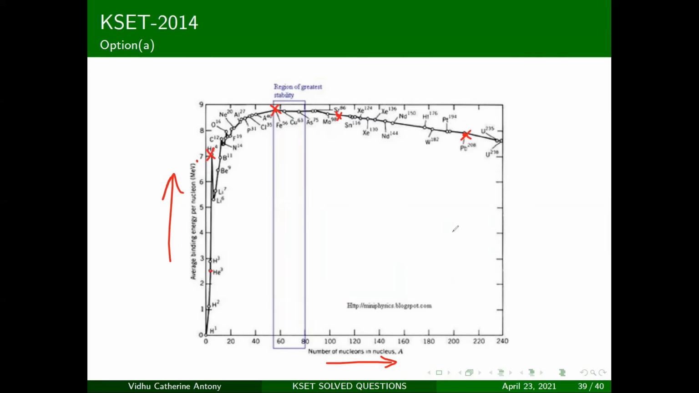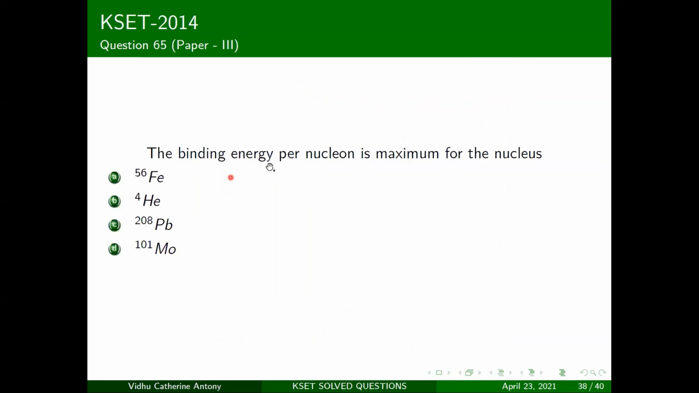Now, one of the peculiar things about iron 56 is that it is abundantly available. And whenever you have something that's abundantly available, that's the most stable element there is. So they've actually marked this region as the region of greatest stability. Okay, so what was the question again? Let's go back. The binding energy per nucleon is maximum for the nucleus. It is iron 56. Okay.